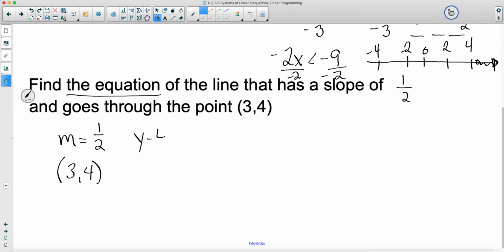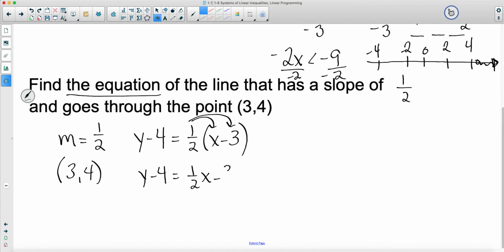y minus y1 equals m, which is 1/2, times x minus x1. Okay, so from there, that's good enough if we want point slope form. If we want to go slope intercept, we're going to have to distribute that 1/2 and move the 4 over. So y minus 4 equals 1/2 x minus 3 over 2, or 3/2. Add 4 to both sides.